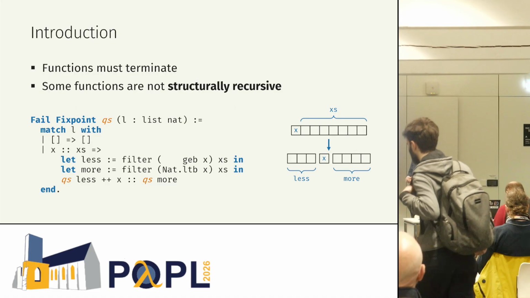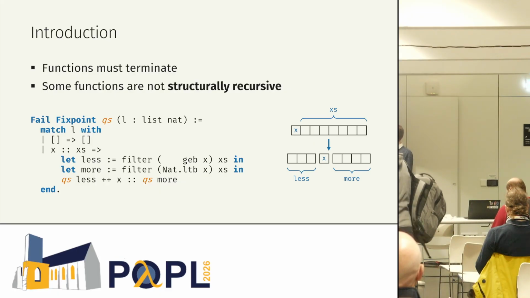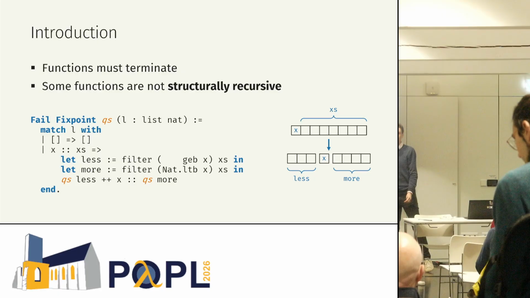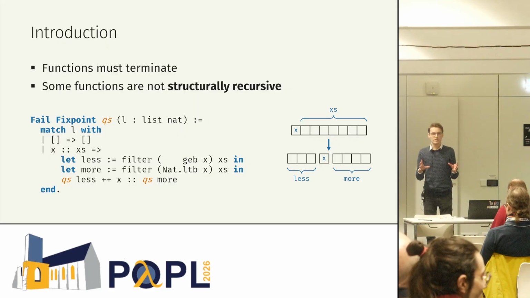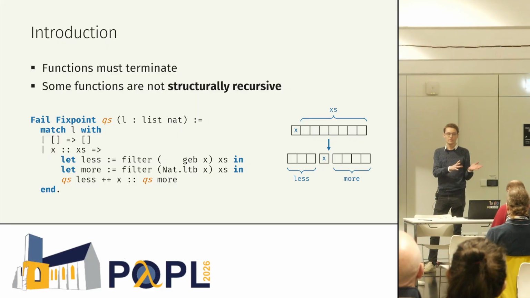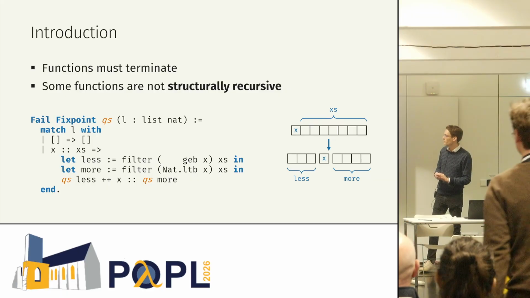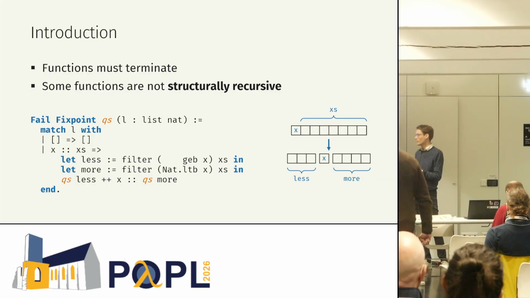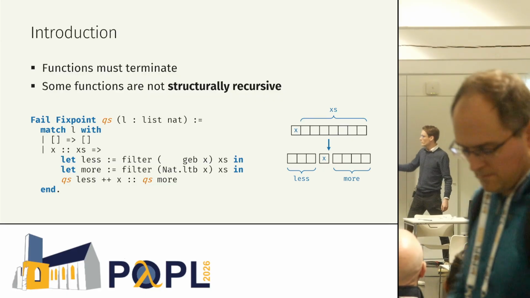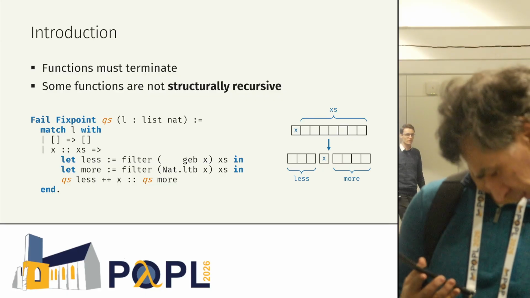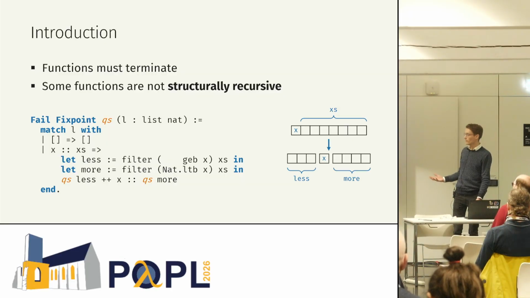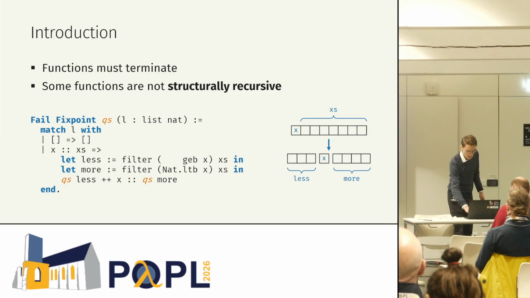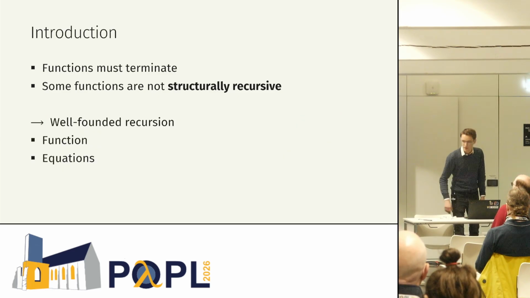Very briefly, quicksort takes a list and sorts it by taking the head as the pivot and then partitioning the tail into those elements that are smaller than the pivot and those elements that are greater than the pivot, recurring on those two parts and concatenating them. But these sublists less and more are not structural subterms of the list L, and so a definition like this is rejected. And hence we must use well-founded recursion in this case.